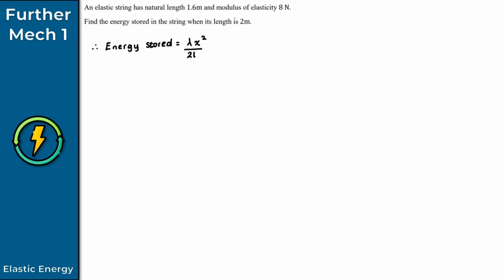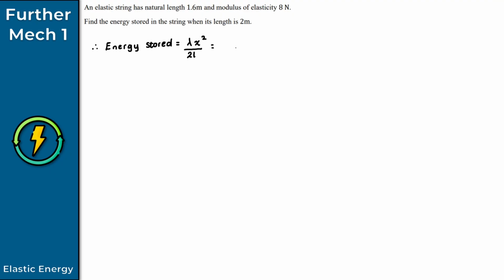So lambda here, that's the modulus of elasticity. x here is the difference between the natural length and the length that we're given, so what it's stretched to, which in this case is 2 meters. And then L here just represents what we call the natural length, right? So putting that all together, what do we get?